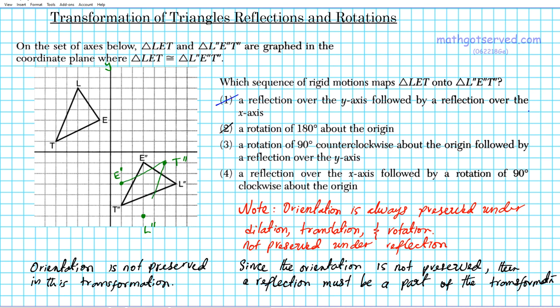Bam. You can clearly see that we don't have a complete overlap. So option 2 is clearly not the answer. All right. Okay, let's move on to the next one. Option 3. Option 3 is a rotation 90 degrees counterclockwise, followed by a reflection over the y-axis.